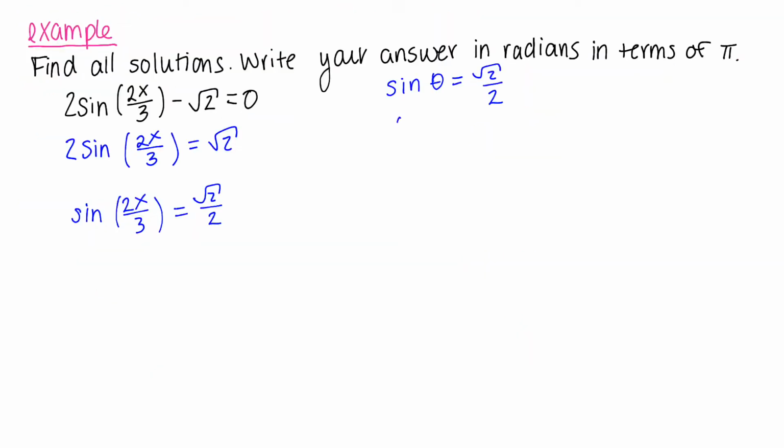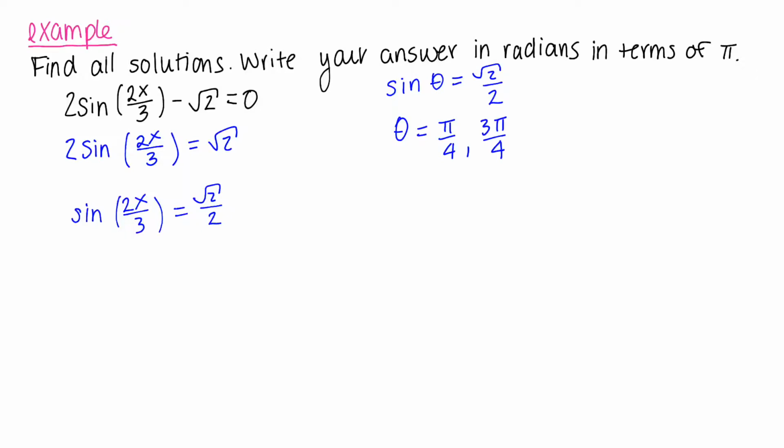So if we just had sine theta equals root 2 over 2, we'd have pi over 4 and 3 pi over 4. However, that's not what we have. We have instead this 2x over 3 on the inside. But if you could imagine, if I just erase the theta part and put in a 2x over 3, these equations would be similar, right? Let me undo that and leave it back as a theta.